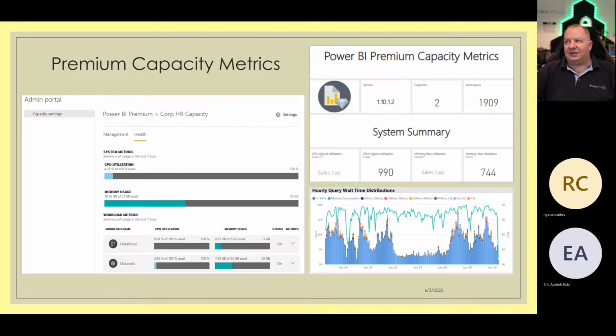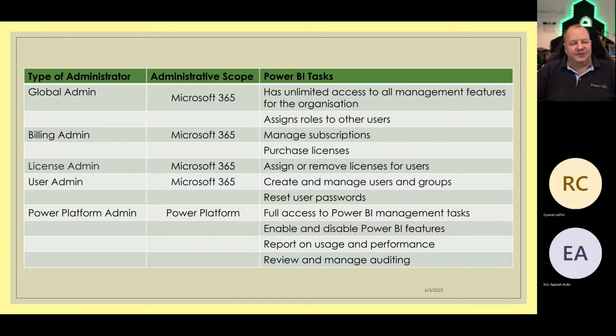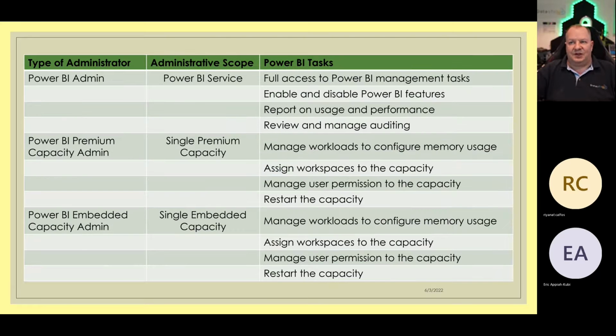Okay, so here's some premium metrics, some of the different dialogues and screens that we have in the premium space. We're not going to go into a lot of detail there, but you can see we can track activity, we can understand what's going on, and we can really hone in on the performance of that. There's a few different admins available: global, billing, license user, and Power Platform. They either do the administration scope in the Microsoft 365 space, or we do it in the Power Platform, and there's a few different tasks we can do around those. So you can see here, there's a few more examples of the premium capacity, the embedded capacity as well.